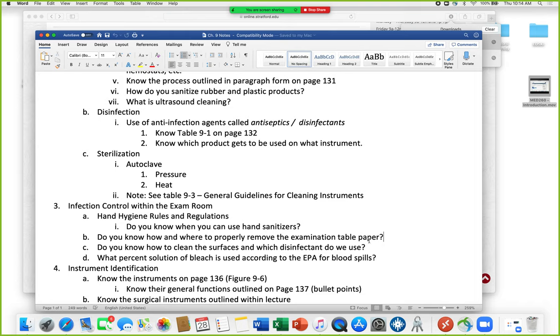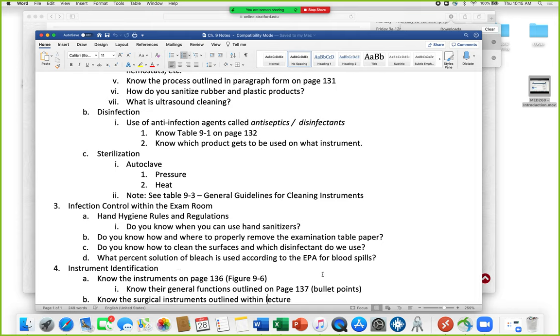Clean surfaces, what disinfectants we use, what do we use for blood spills? So Google or get answers to these things, how to properly remove examination paper so as to not get it on you. Because remember, the current virus is a direct contact. So if your patient is lying on that paper, that's direct contact. And back to the hand sanitizers, if it's non-invasive, yes, you can use hand sanitizers. But if you're doing an invasive procedure, you have to do your hand washing protocols. And review your hand washing and how to hand wash.